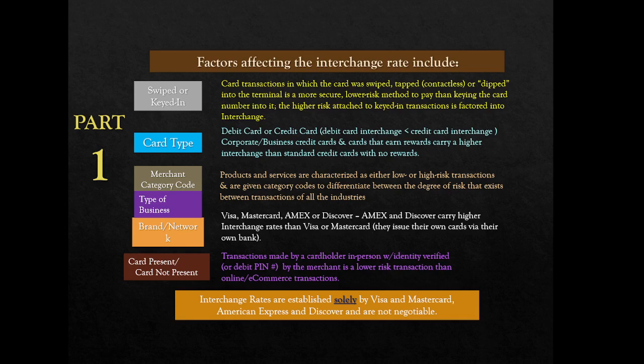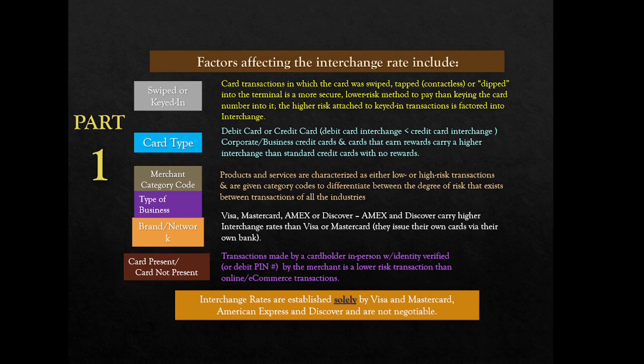Okay, the card type. Again, cards that earn rewards carry a higher interchange rate than standard credit cards with no rewards. Okay, products and services are characterized as either low or high risk transactions and are given category codes to differentiate between the degree of risk that exists between transactions of all industries.